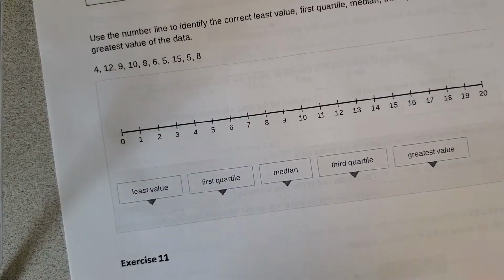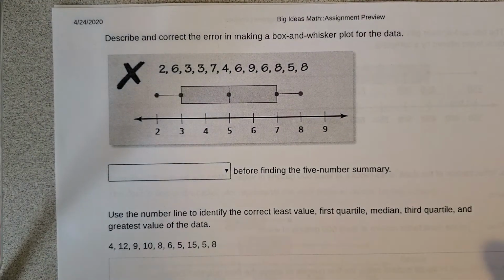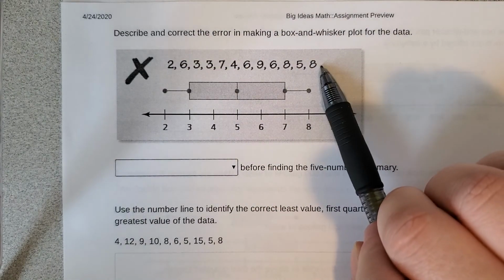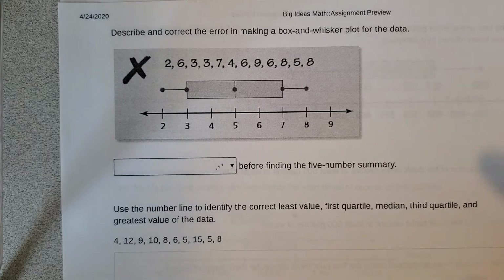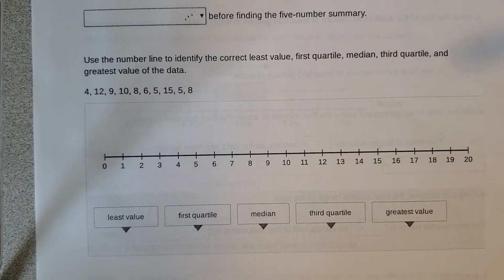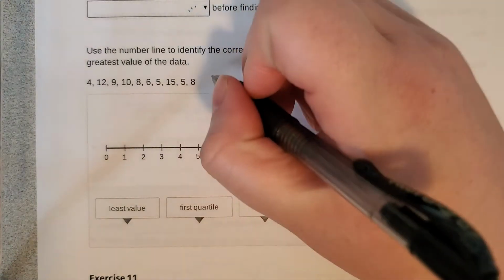All right. Number 9 says, describe and correct the error in making a box and whisker plot for the data. So you'll notice that they have a bunch of numbers here, but they aren't in order. So the first thing you need to do is put them in order before finding the 5-number summary. So we're going to find the 5-number summary right here, which is the same as making a box and whisker plot. So the first thing we need to do is order them from least to greatest.